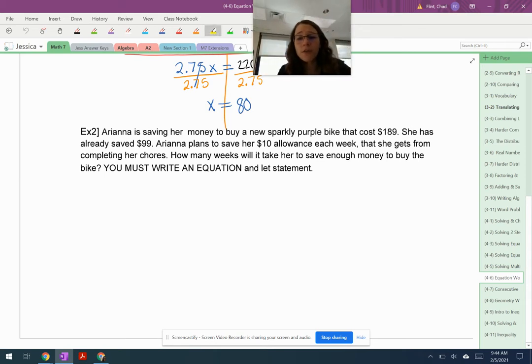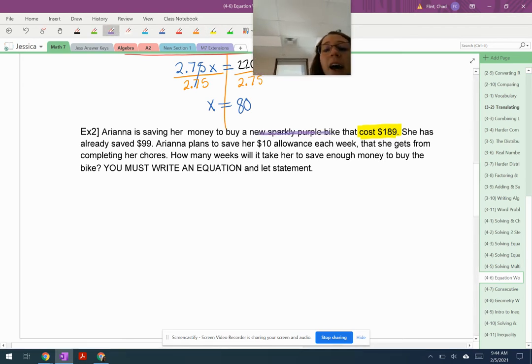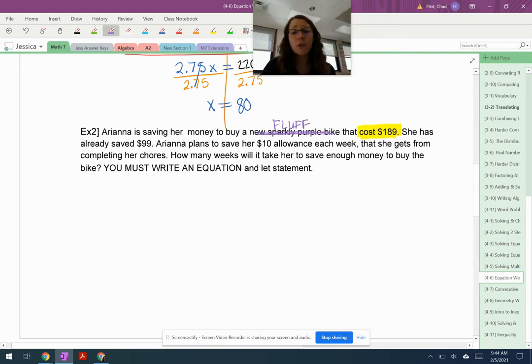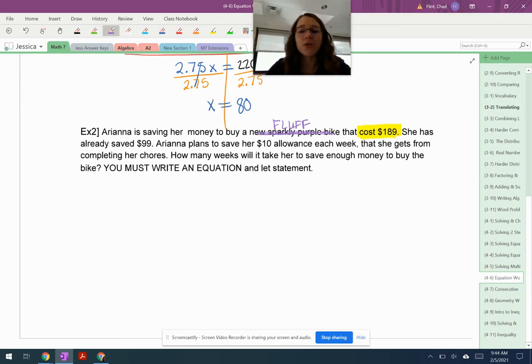Okay, so some important information. We know that this bike costs $189. What we don't care about is that it's new and sparkly and purple. That is what we would call fluff. That is information that we do not care about. That information is not relevant to us finding out how many weeks it will take her to save up that money. We don't care what the bike looks like. We don't care where she gets it from, etc.